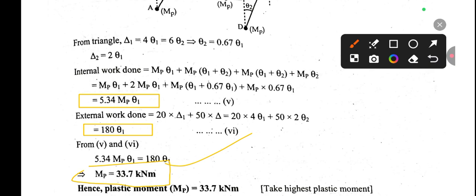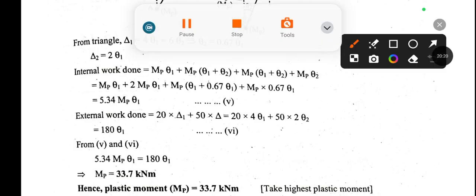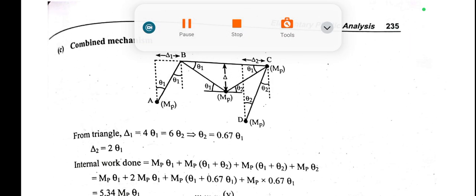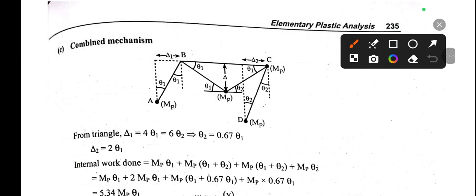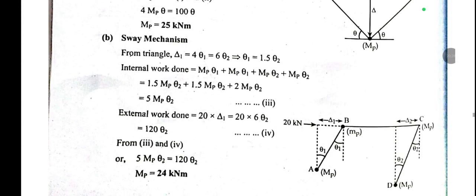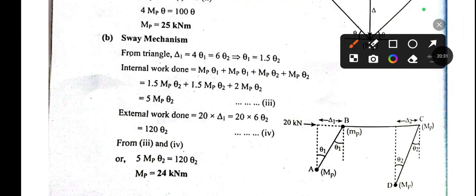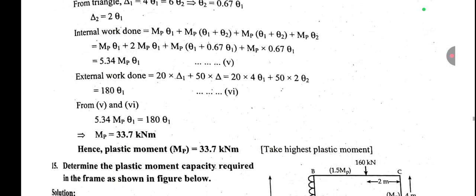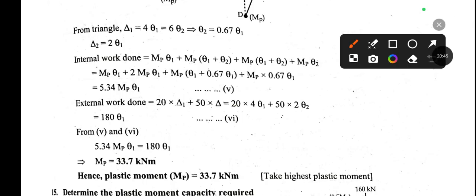So from here you can see we get three different values from three different mechanisms. From combined mechanism 33.7, from beam mechanism we get 25, and from sway mechanism we get 24. So we get three different values: 24, 25, and 33.7.